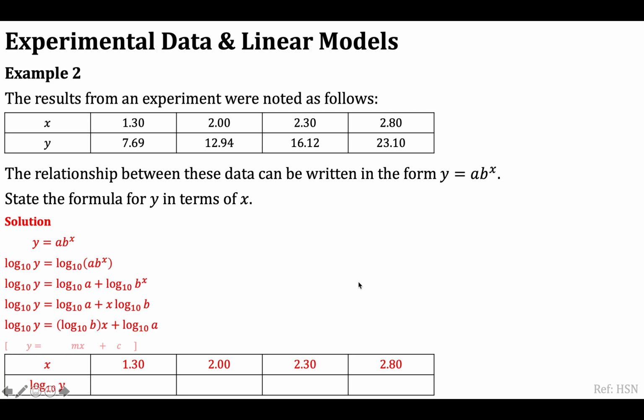So we need to take all of our values for y, 7.69, and find log to the base 10 of 7.69, and that is 0.89. We then need to take 12.94, log to the base 10 of 12.94, log to the base 10 of 16.12, and log to the base 10 of 23.10.